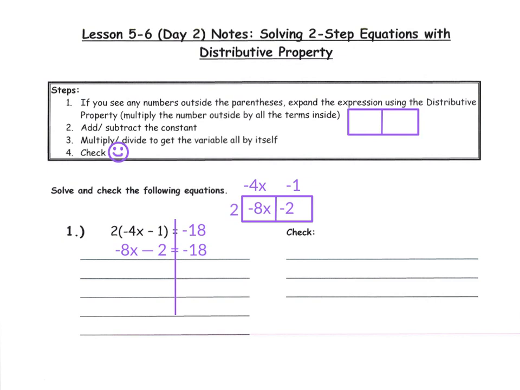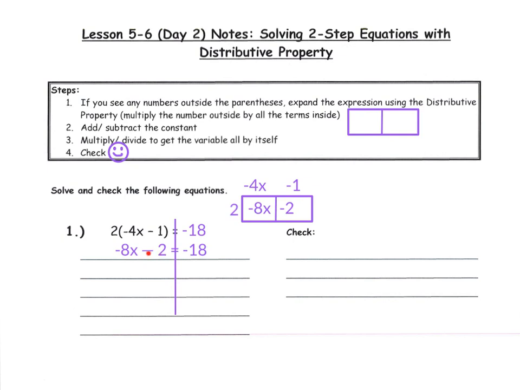Okay, so if we want to go steps, step 2 is to add or subtract the constant. Why do we do that? Well, we have an x. It's connected. If I knew what x was, I would do order of operations. I would multiply by the negative 8 first, and then I would subtract 2. So in order to get the x by itself, we need to do the opposite in the opposite order.